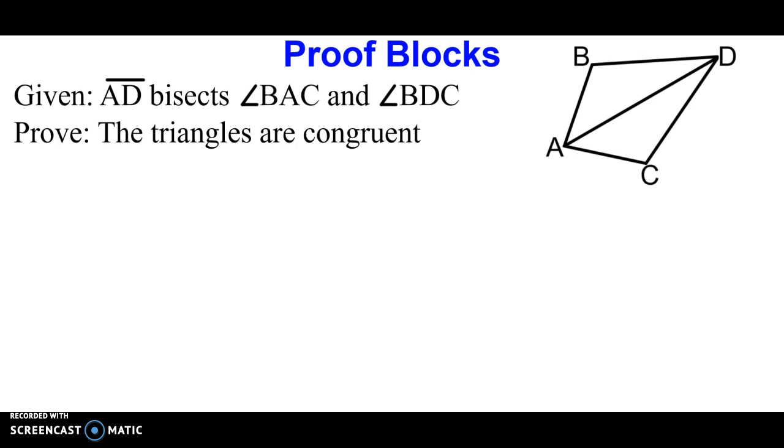Okay, so starting off, segment AD is bisecting two different angles. One of them is BAC, and the other one is BDC. So let's take a look at this first angle. You guys look up here. You don't need the proof box yet. If you don't understand this, you're not going to get it. What's the vertex of this angle, and how do we know?